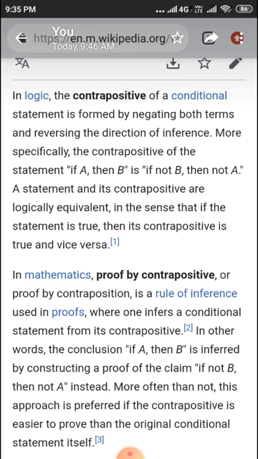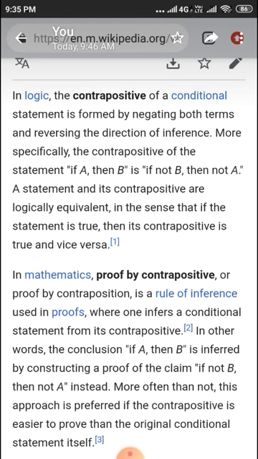A statement and its contrapositive are logically equivalent, in the sense that if the statement is true, then its contrapositive is true, and vice versa. In mathematics, proof by contrapositive or proof by contraposition is a rule of inference used in proofs where one infers a conditional statement from its contrapositive.